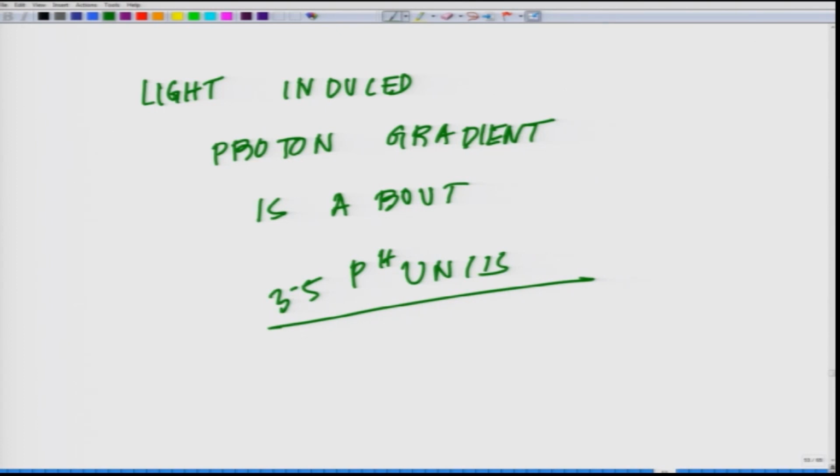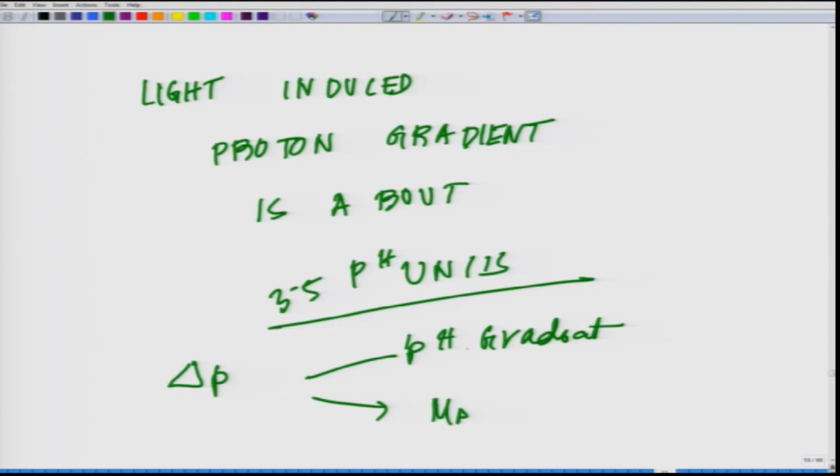And if you look at it, the proton motive force, or delta P, consists of a pH gradient contribution and a membrane potential contribution, which is MP, the membrane potential. These two sum up to the proton motive force.